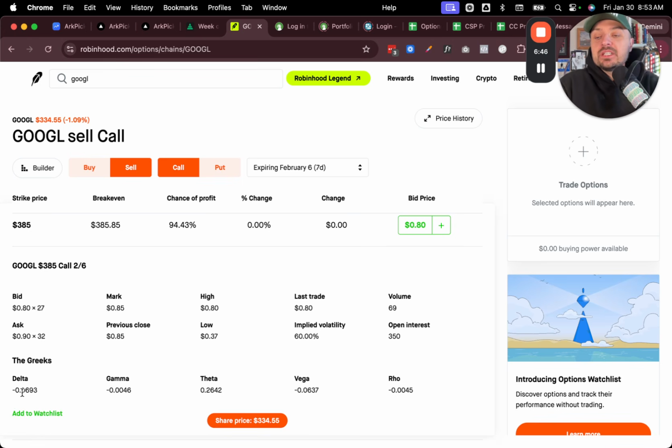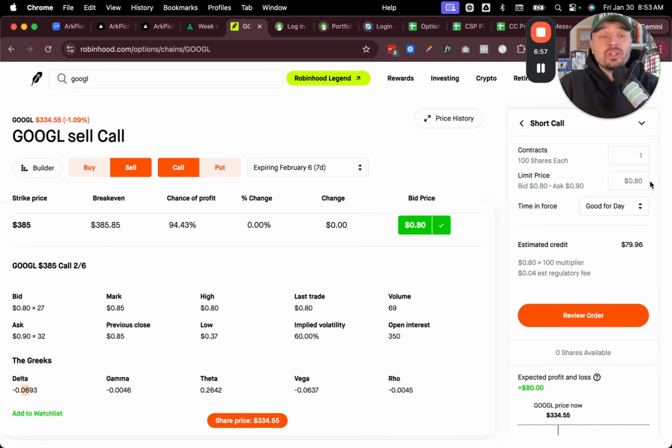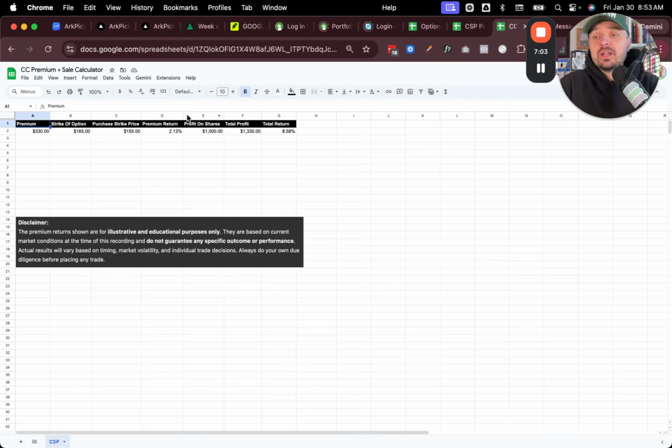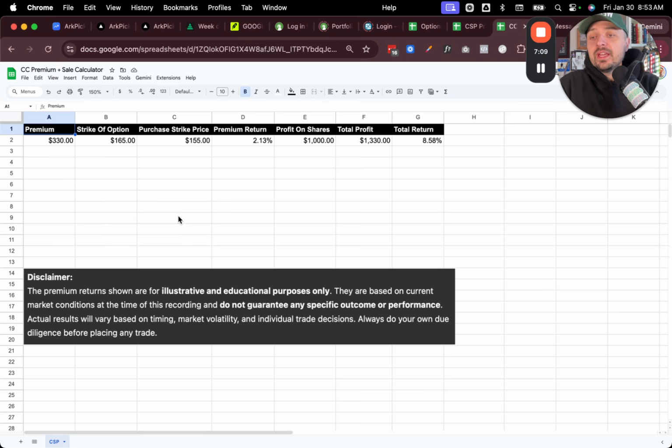So right here we can see it's a 0.06 delta, so just about a 6% chance that I will end up having to potentially sell my shares. Now we're collecting, not very much, only about $85 of premium on this trade. And if we go to our covered call calculator, we'll put that in. Let me zoom in here real quick. So what we're collecting is $85 of premium.